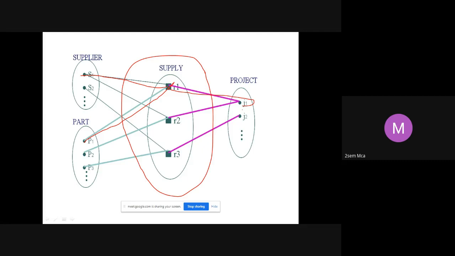One instance means one particular relationship. Like that, you have so many instances here. S1 is supplying the part P2 for the project J1. That is another relationship here. Like that you can go on having. These are all called instances of the relationship. Collection of these instances of relationship, you call it a relationship set, right?